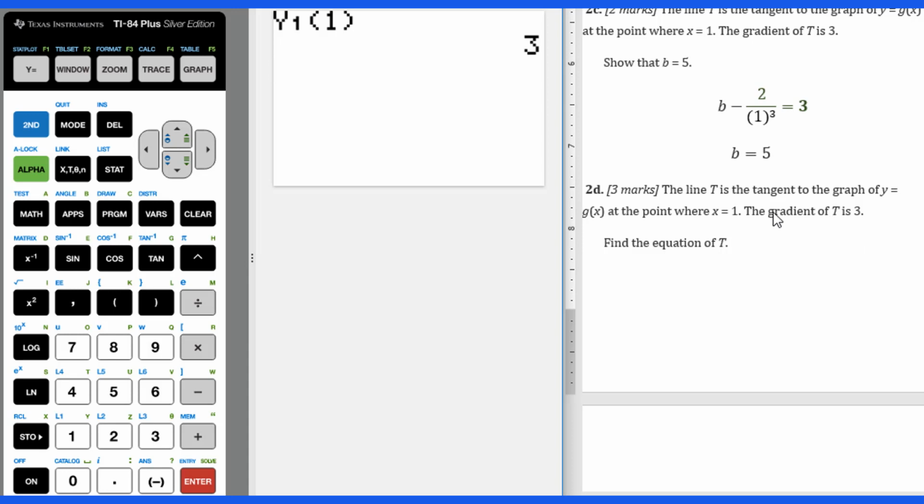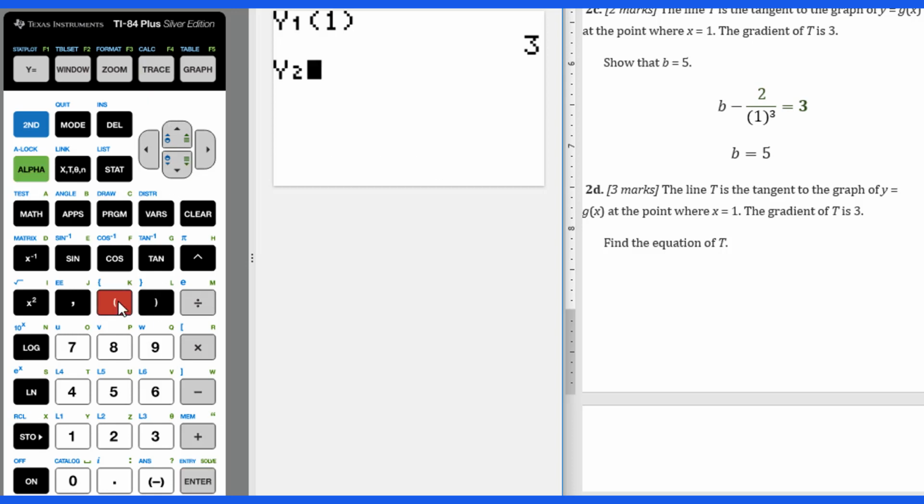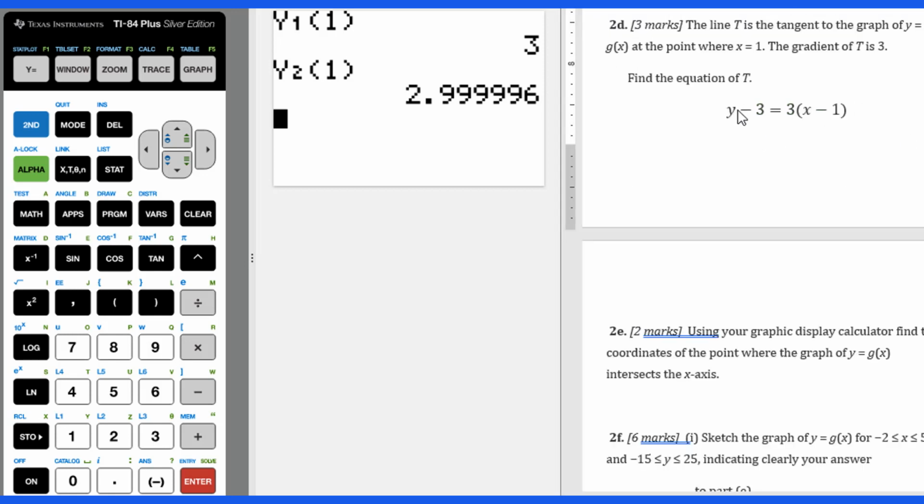So you are given the slope of the tangent line is 3. But if you want to figure that out, you can also get y2 of 1. Whenever you get a value like that, it will be an integer, so we do the 3. This will be the slope of the tangent line. So the answer will be y minus 3 equals 3 times x minus 1. This will be the equation of t. You don't have to change into y equals mx plus b form because it's not required.